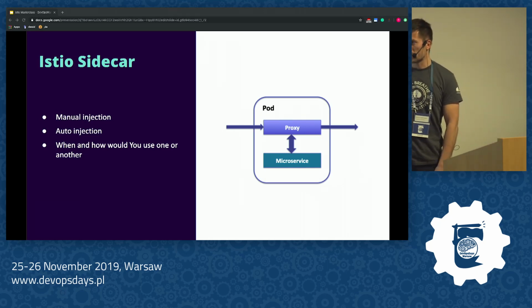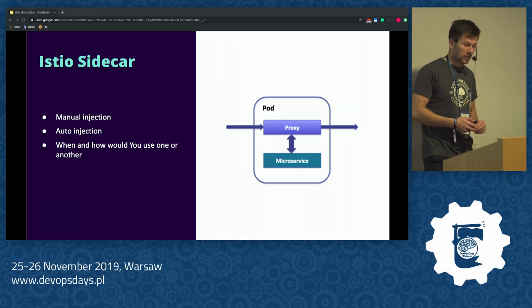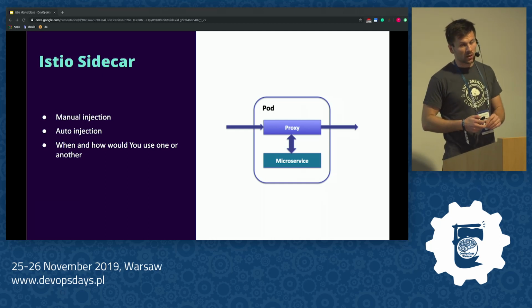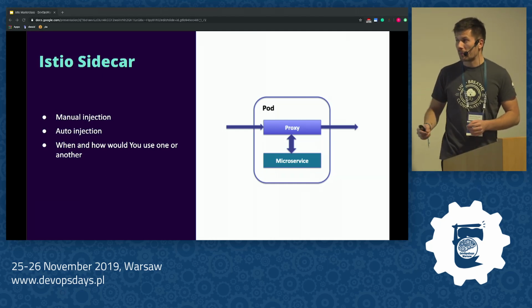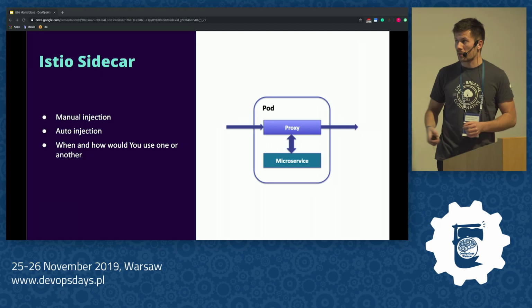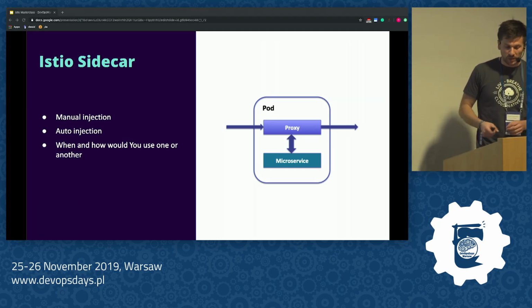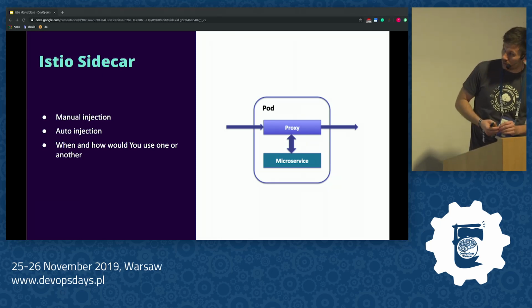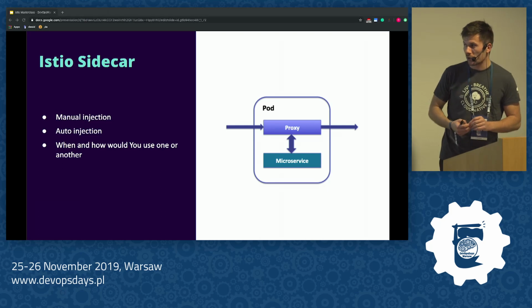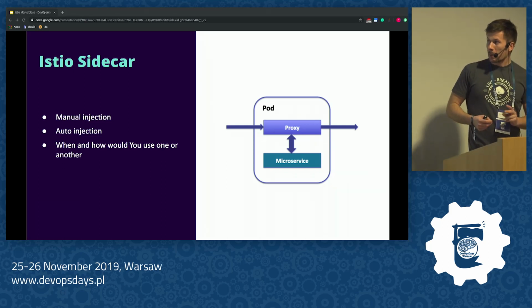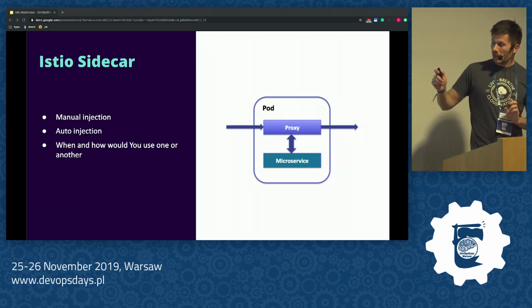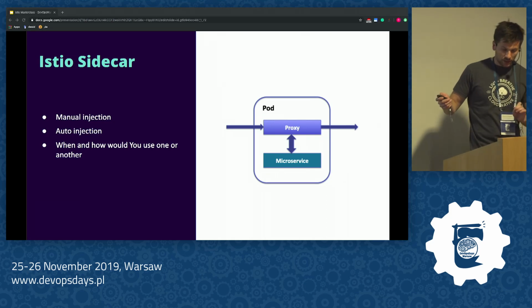In most of the cases I've seen, you just use automatic injection. Even if you just want to test Istio, just apply auto injection on one specific namespace. But if you really are curious, then you can do manual injection of the sidecar.